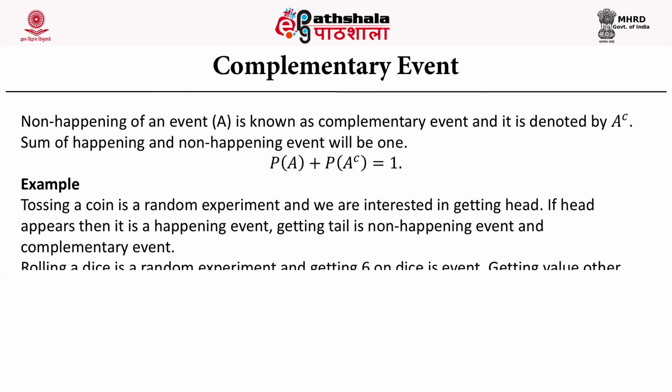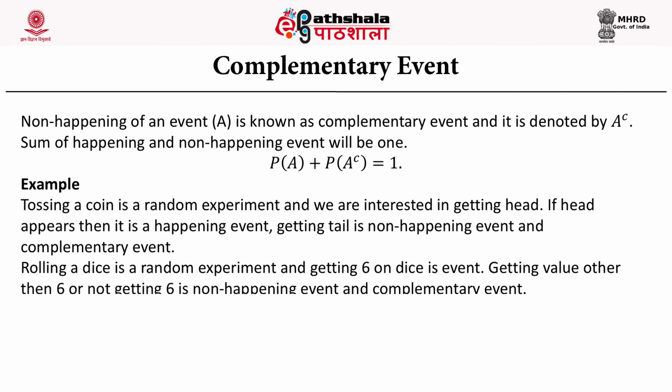So for example, tossing a coin is a random experiment and we are interested in getting a head. If a head appears, then it is a happening event. Getting a tail is the non-happening event and the complementary event. Rolling a dice is a random experiment and getting 6 on the dice is an event. Getting a value other than 6, or not getting 6, is the non-happening event and the complementary event.